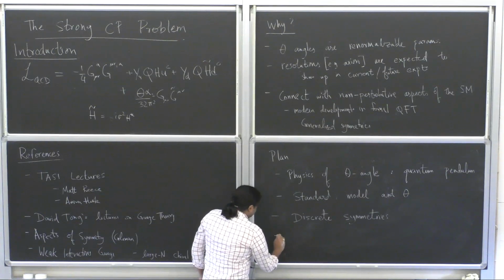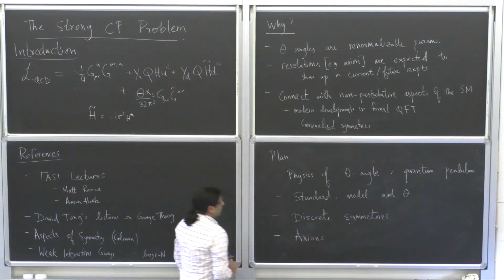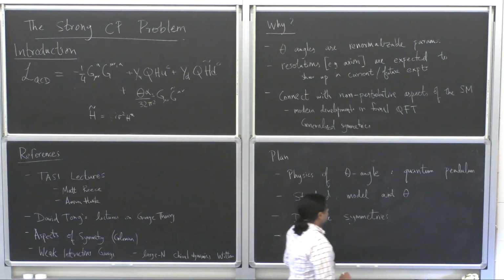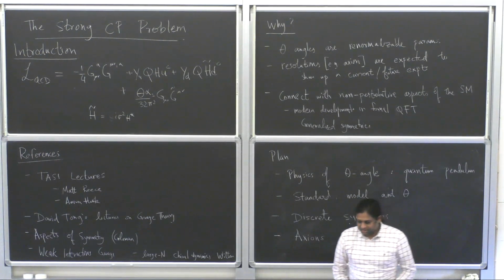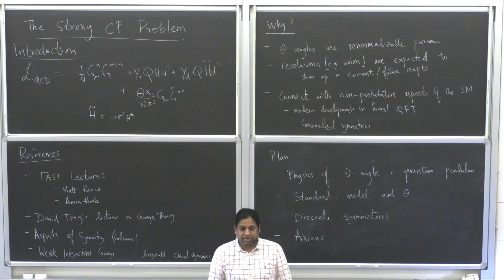And there's a class of solutions I just called axions, which is a second class of solutions to the strong CP problem that is both phenomenologically as well as theoretically interesting.